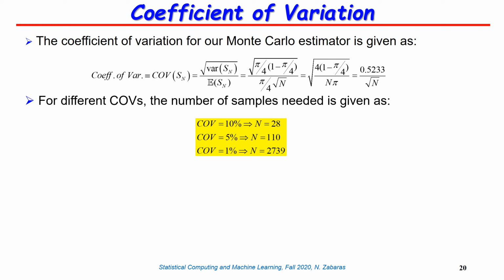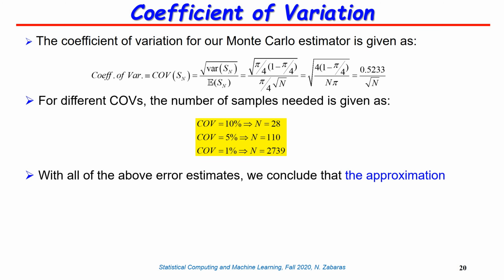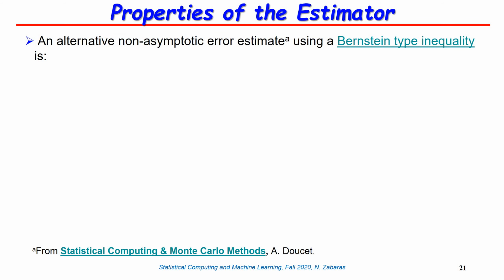Now, one way or another, looking at the coefficient of variation, looking at the standard deviation that we saw before, the error that you make in the Monte Carlo approximation here decreases as 1 over square root of n, and that's something that I want you to remember. So let's see one or two more inequalities that capture the error of the Monte Carlo approximation.